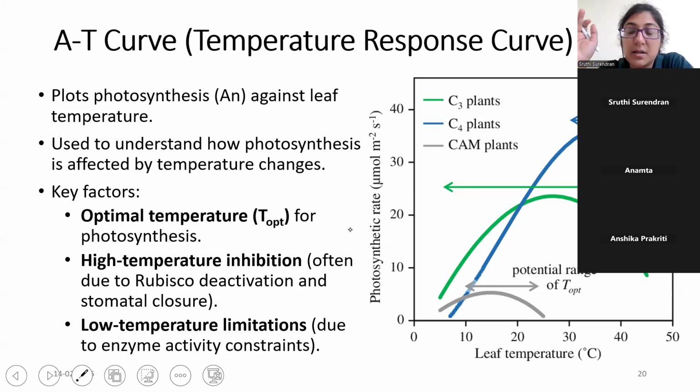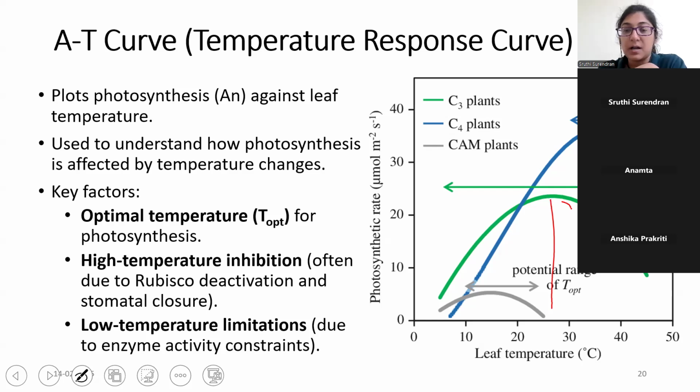At high temperature, Rubisco deactivation will occur, as a result of which the carbon dioxide uptake rate is going to decrease. So that is why, if you see beyond this point, if you keep on increasing the temperature, the carbon dioxide uptake is going to decrease. That is why we say that the temperature should not be very high for photosynthesis in plants.